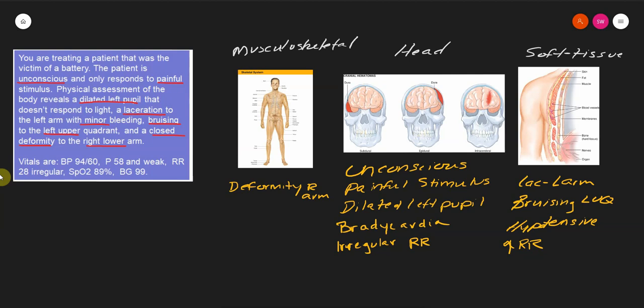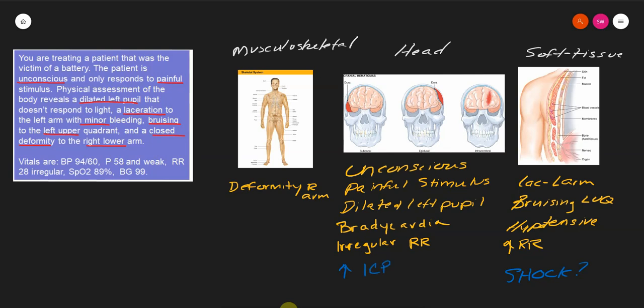Over here for soft tissue, I've got a laceration to the left arm, but remember that that bleeding was minor. I do, however, have bruising to the left upper quadrant, which could be something related to the spleen. The patient was hypotensive, and they had an increased respiratory rate. So based on those things, I'm thinking, all right, this patient could be potentially in shock, right? So that should be a consideration. And this patient could also have a closed head injury with increasing intracranial pressure, or ICP.